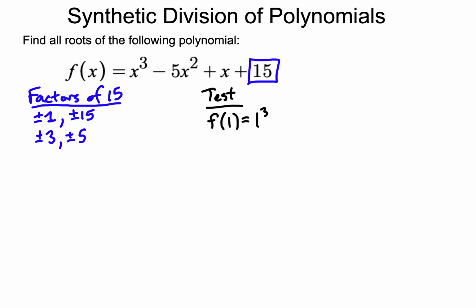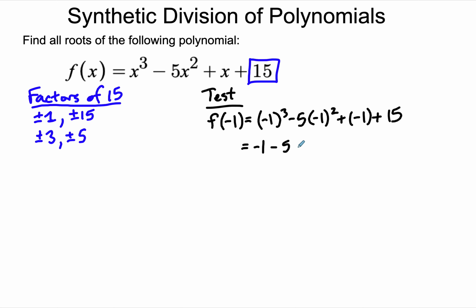So now let's test negative 1. I'm going to go back and try this again. Negative 1 cubed minus 5 times negative 1 squared plus negative 1 plus 15. That gives me negative 1 minus 5 minus 1 plus 15. That's not going to work either, because I get 15 minus 7, which gives me 8. So let's try this again with the next number.